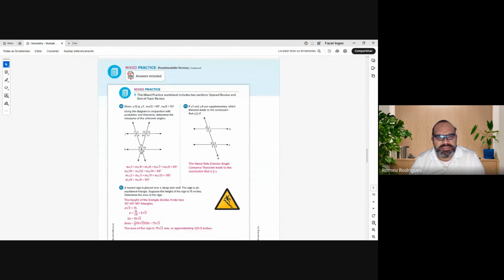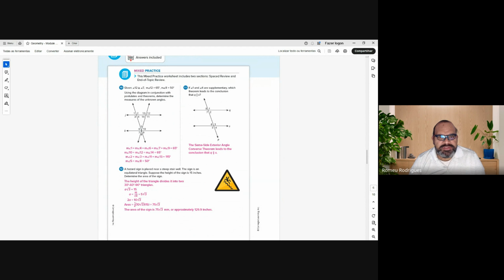Okay, page 6. Same thing here. Use the diagram in conjunction to find the postulates, this angle here, and find angle 5 and 8. Just pay attention here. The instructions say it is the given, and you need to find the answer here. Okay.